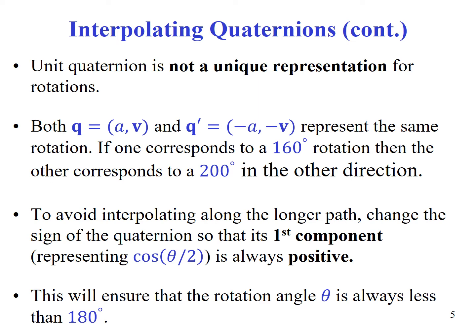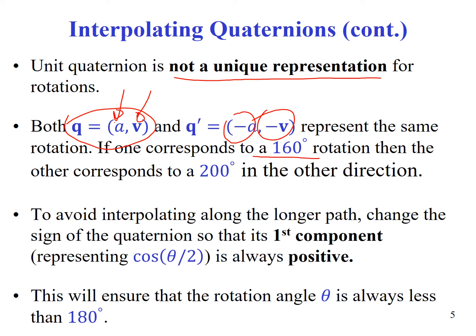Unit quaternion is not a unique representation. That is, there is not a single way of representing the same rotation. There are actually two ways. So Q is equal to (A, V), where A is the scalar and V is the vector. A is the angle and V is the axis along which the rotation happens. It can also be represented with minus A and minus V, which simply means that if you were to perform a 160-degree rotation in one direction, you can perform a 200-degree rotation in the opposite direction, and they will both have exactly the same effect.